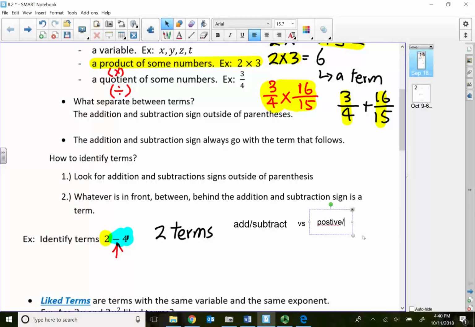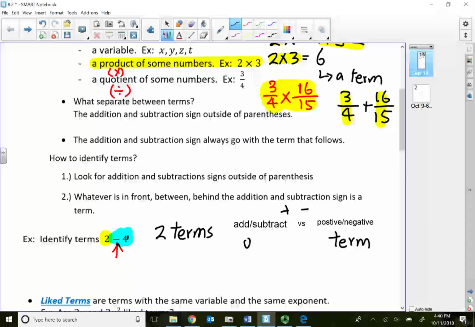What's the difference? Well, when we use the wording positive and negative, remember now the symbol is the same. When we say positive and negative, that means we're looking at them as individual objects or individual terms, which is different from when we say add and subtract. Add and subtract, or plus and minus, is when we're trying to do the operation.